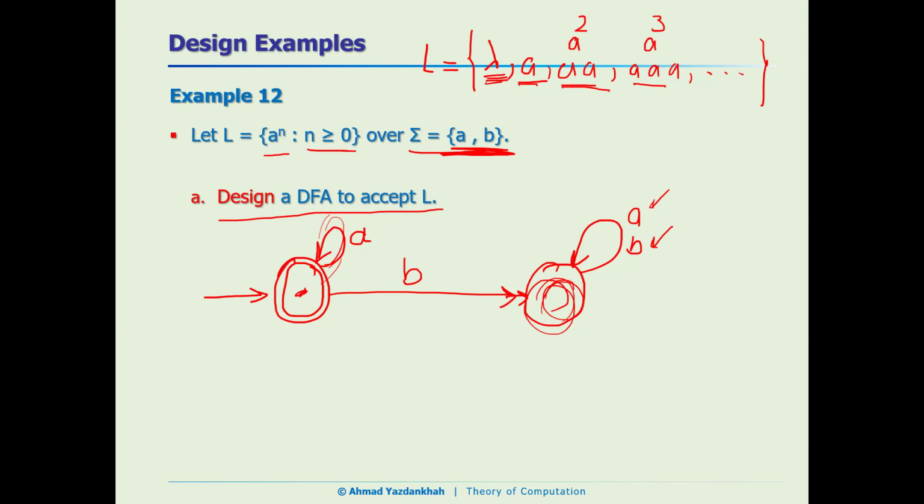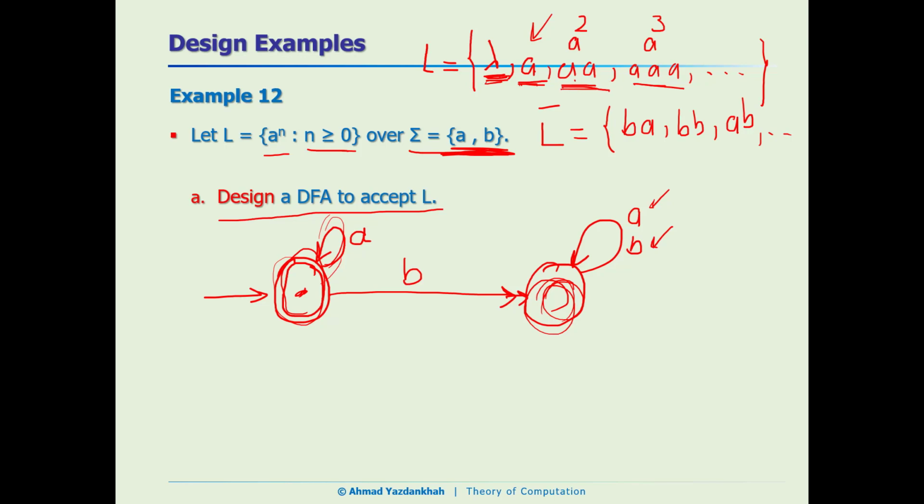All right. Okay, just for testing, let's make some tests here. We know that lambda, a, aaa, all of these strings from L will be accepted here. We have no problem with that. How about the L bar? The L bar is anything except this L, right? For example, something like BA, or BB, or AB, and so forth. Anything except lambda, a, and so forth.